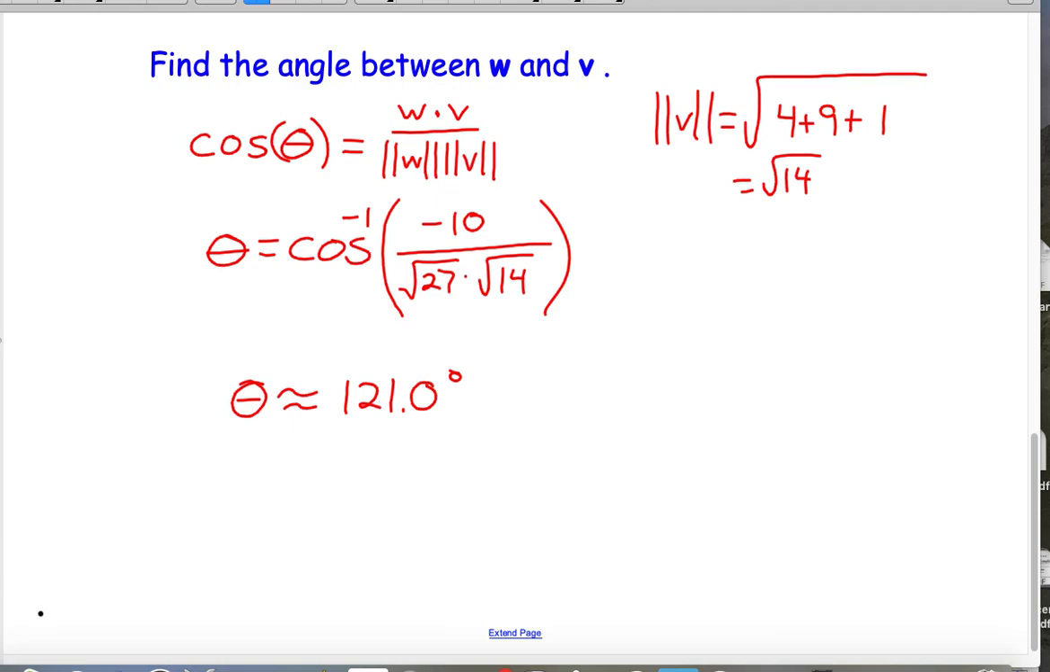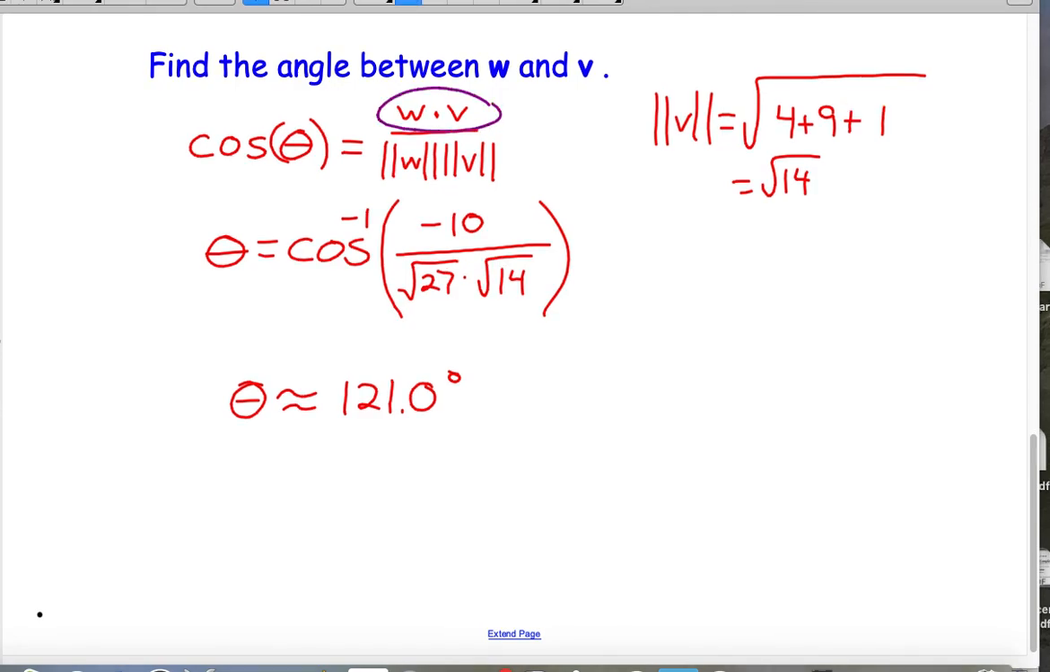So if you think about two vectors and the angle between them, it makes sense that we're going to get an obtuse angle because the dot product wound up being a negative number. And the cosine is negative between 90 and 180. Okay.